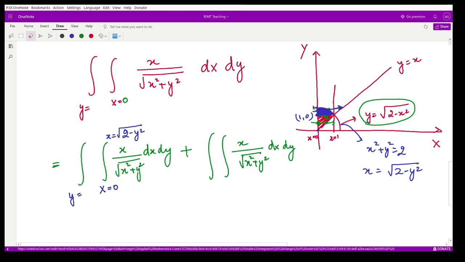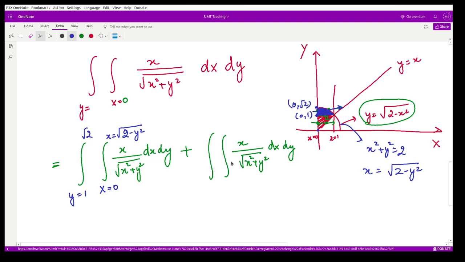So they would be, at this point it is 0 comma square root 2, and at this point it would be 0 comma 1. Yes, so the value of y varies from 1 to square root 2.